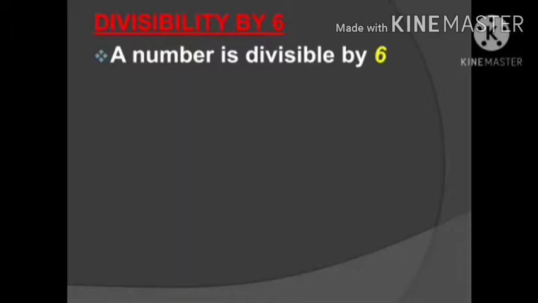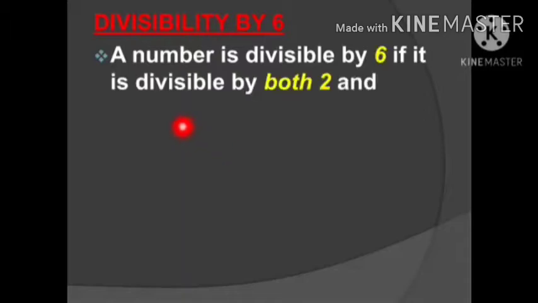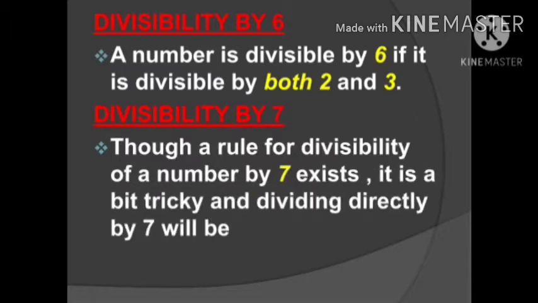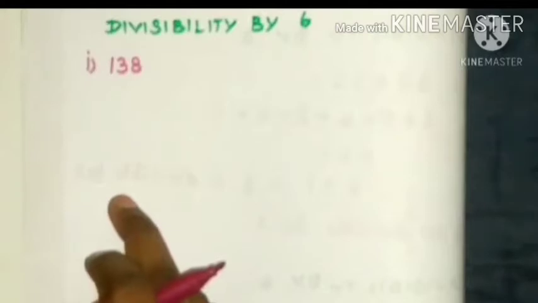Next one is divisibility by 6. A number is divisible by 6 if it is divisible by both 2 and 3. Divisibility by 7. Though a rule for divisibility of a number by 7 exists, it is a bit tricky and dividing directly by 7 will be easier. And the next one is divisibility by 6. Let's see the rule of divisibility by 6. A number is divisible by 6 if it is divisible by both 2 and 3.